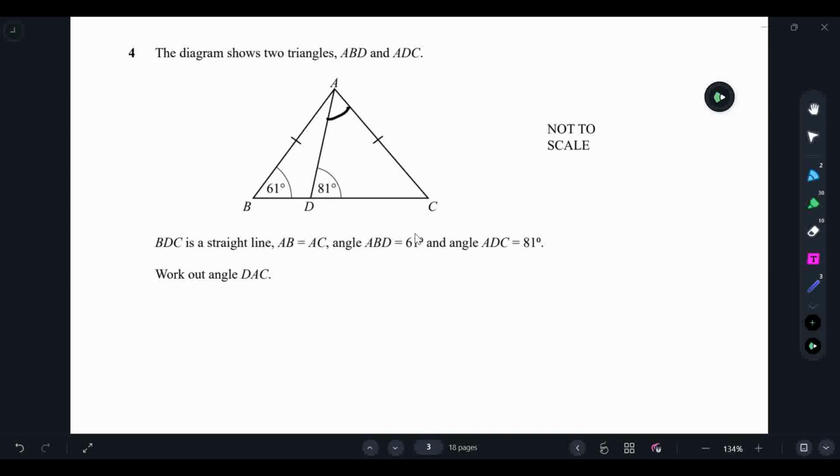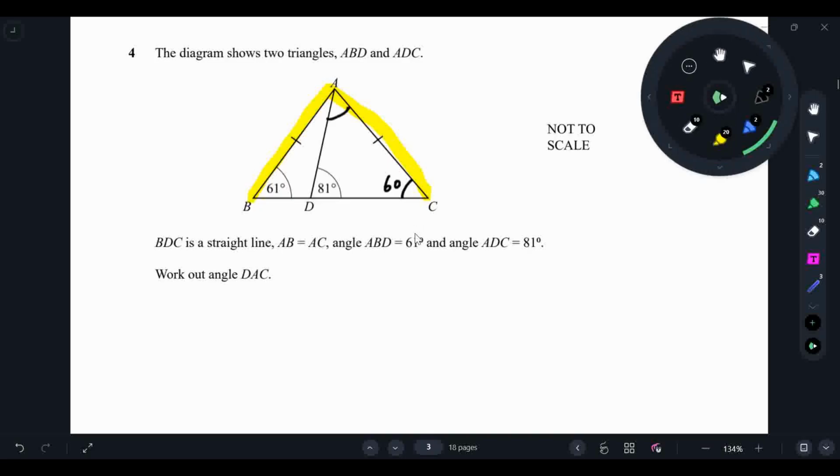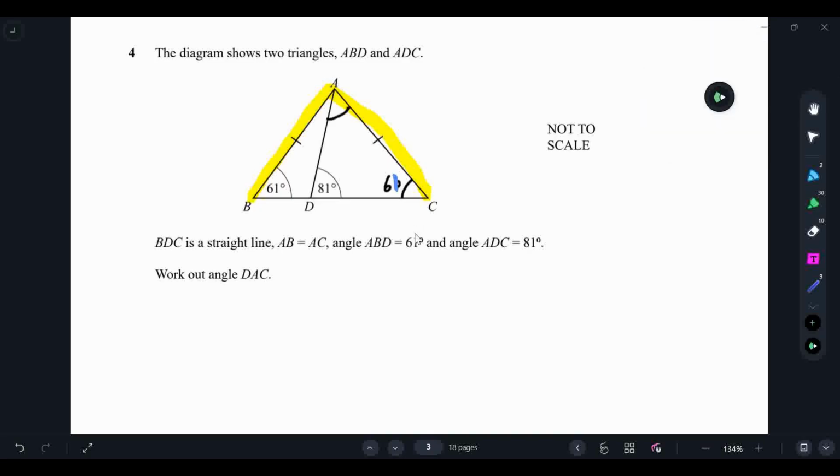Now what we have to do, we know that this one is an isosceles triangle. So isosceles triangle means that this will also be equal, because we can see that this line is equal to this line. So their corresponding angles will be the same. Not 60, this will be 61. After that, we can easily find out the third angle DAC.